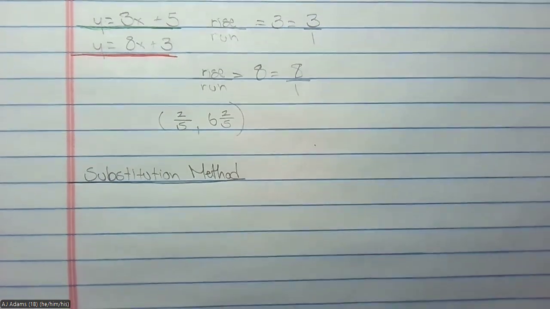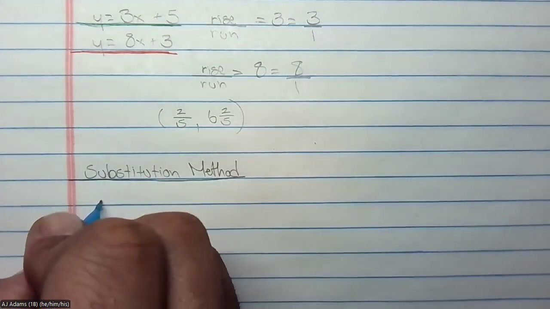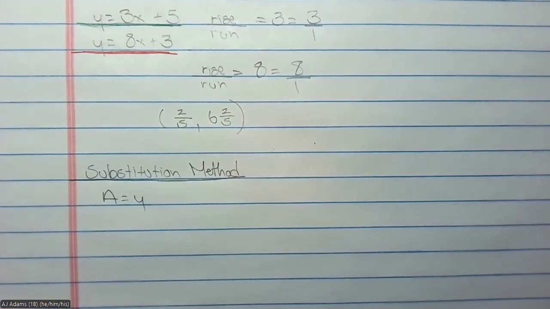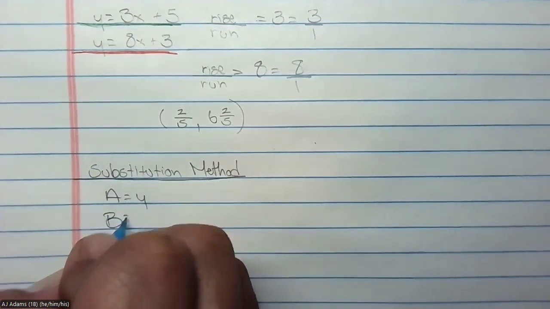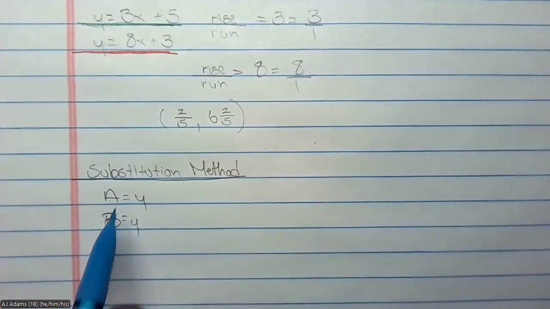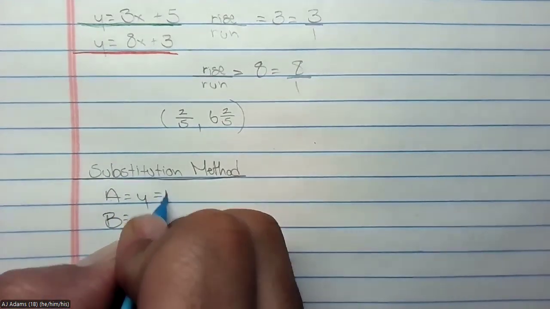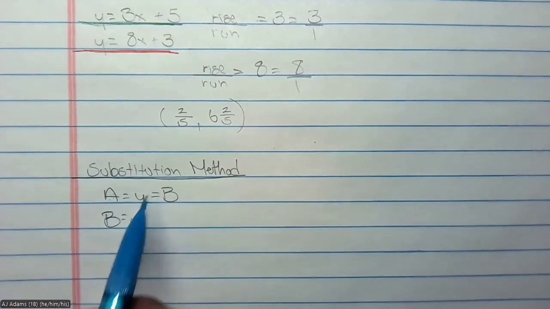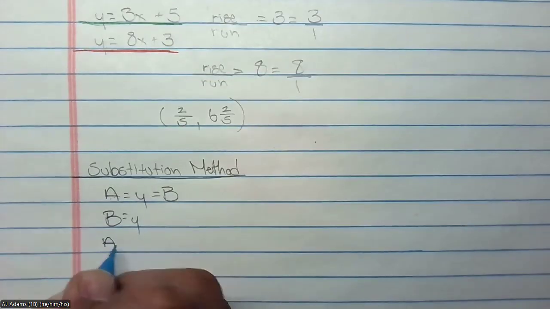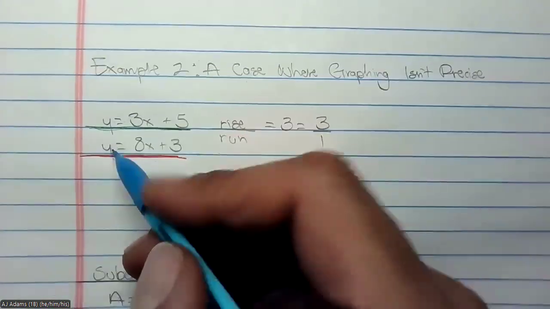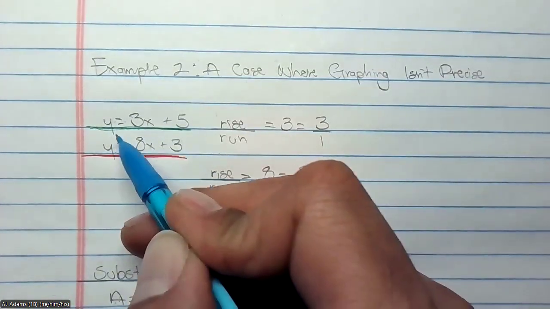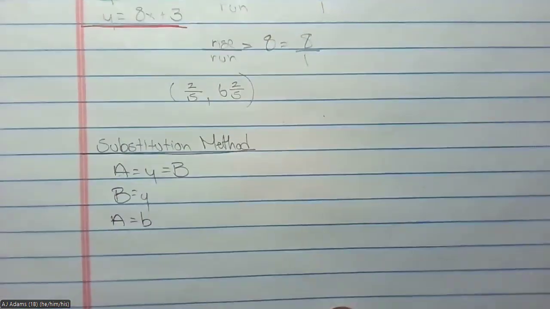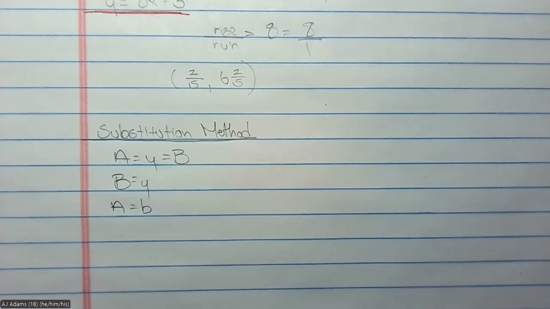And just so that you can see why, imagine that you know that a equals y, and you know that b equals y. If you know that a and b are both equal to the same thing, then because of this thing called the transitive property, we know that a equals b. So if you have these two equations that are both set equal to y, that means that we can set these equations equal to each other. So what does that look like?